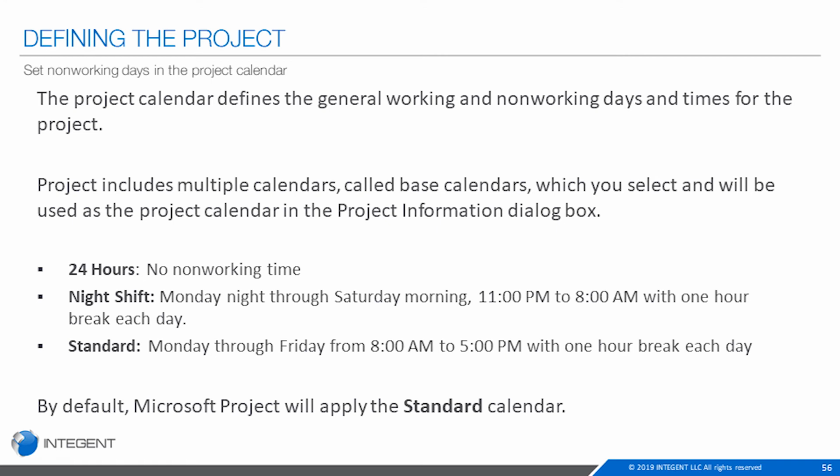There's also a night shift calendar. So Monday night through Saturday morning, 11 to 8 a.m., with 1 hour for break each day. And then there's the standard calendar. The standard calendar is used by default for your projects and your resources, which is basically your Monday through Friday, 8 to 5 p.m. work time with 1 hour for break each day.